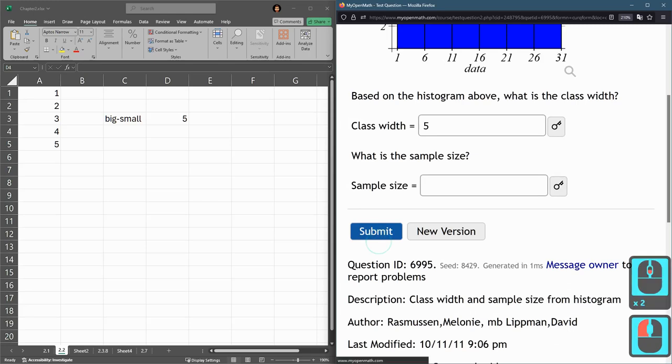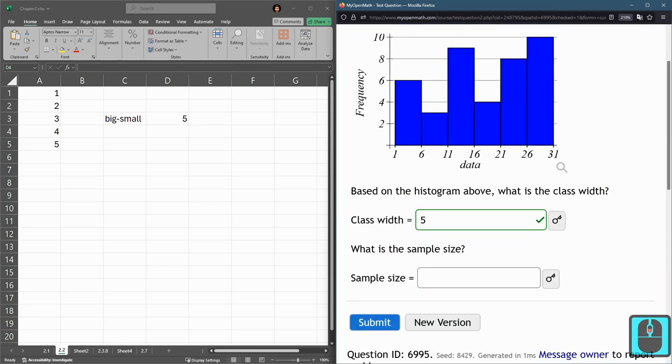All right, I'm going to hit submit, and then we're going to go look at the sample size. Sample size is the total number of values here. So there are 6 values in the first bar right here, and then 3 values here, 9, 4, 8, and 10. All we have to do is add up the total number of values in all of these.